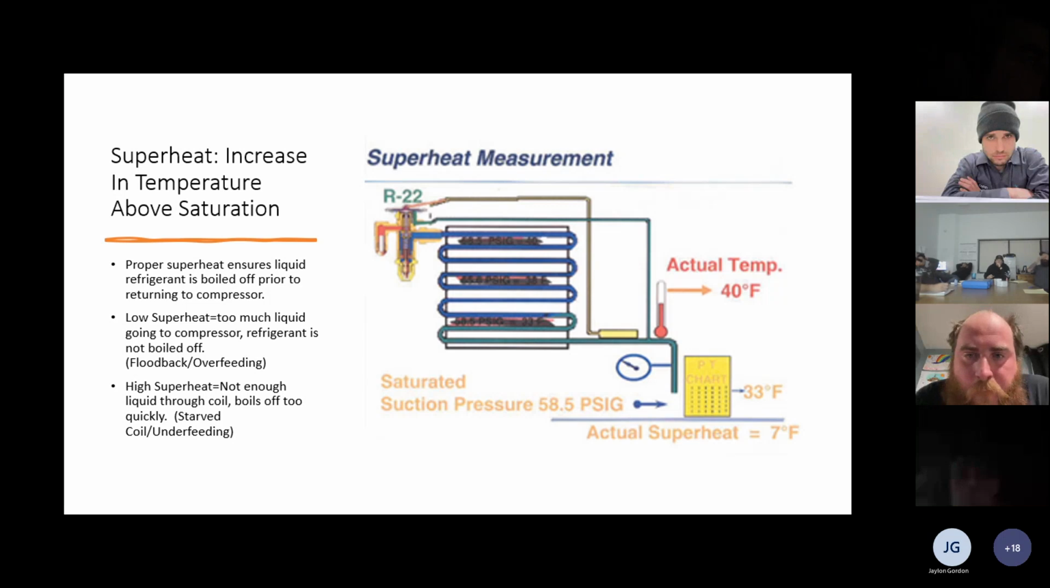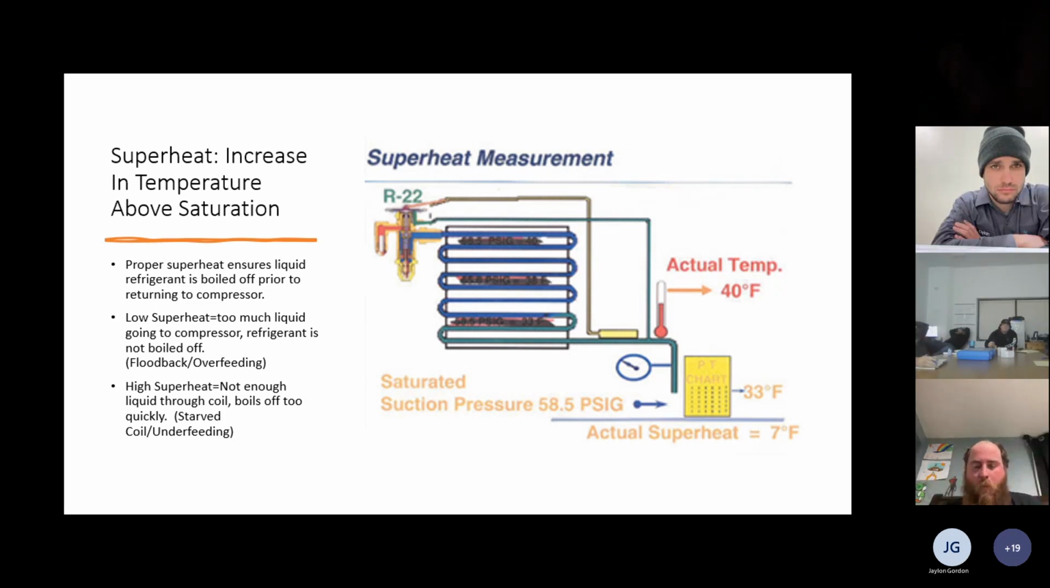Now, before we get too far into it, superheat and subcooling are kind of swapped. With superheat, it's always your line temp minus your suction pressure converted, or your saturated temp. For subcooling, it's your saturated temp minus your line temp. Does that make sense?